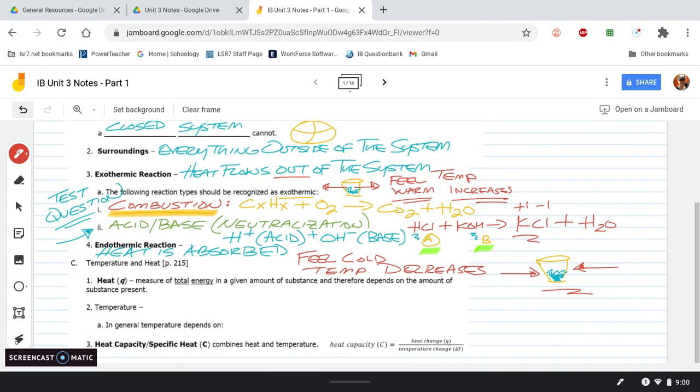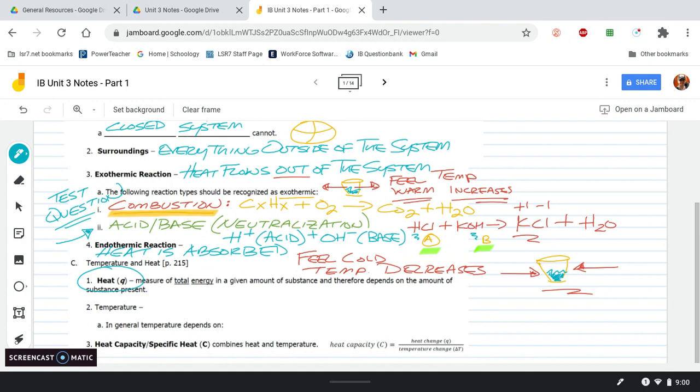All right, we've got heat. Number 1, Q, says heat is the measure of total energy in a given amount of substance, and therefore depends on the amount present. Okay, Q is a value given off, and so Q is heat. We'll do a lot with heat, and so Q is one of those items we can look at.